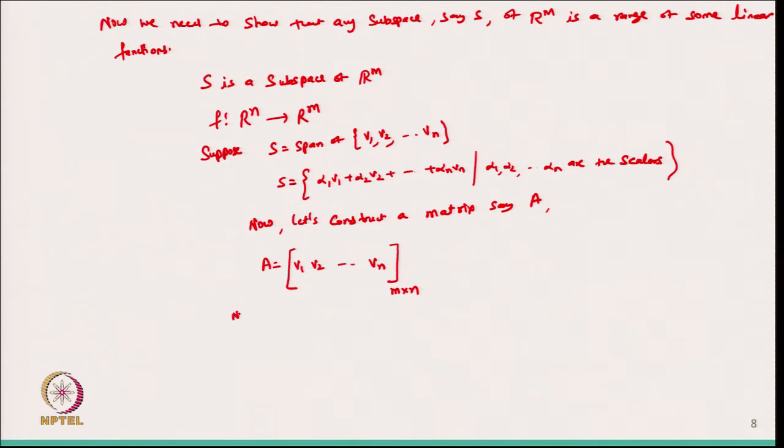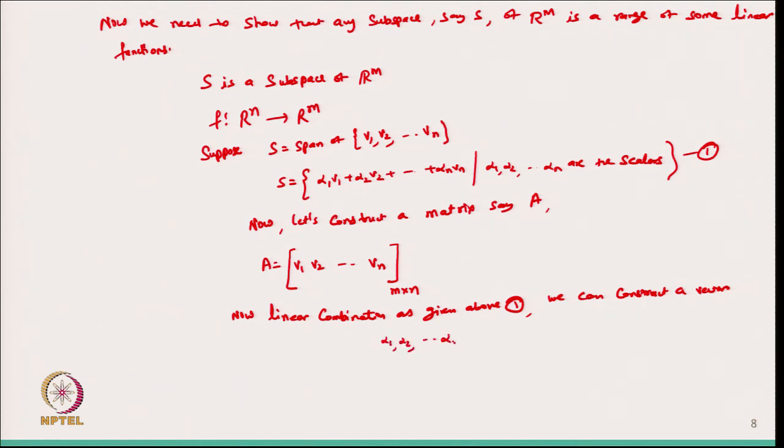Now, the linear combination as given above, that is in 1, we can construct a vector that is alpha 1, alpha 2, up to alpha n transpose, it means the column vector. So, that belongs to R n cross 1. It means it has n number of components, and cross 1 means it is a column vector. So, this I am writing.